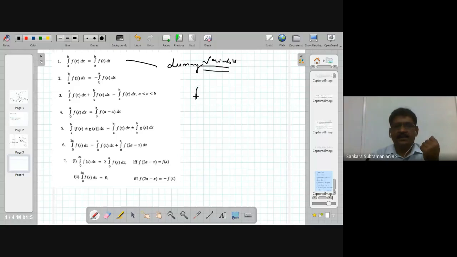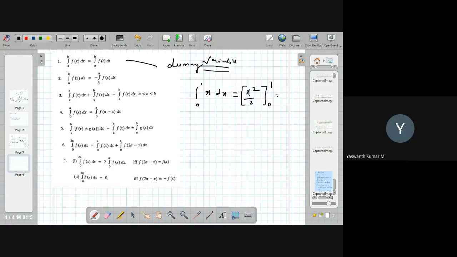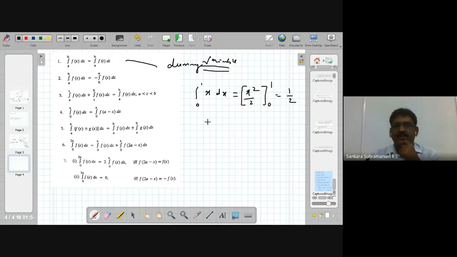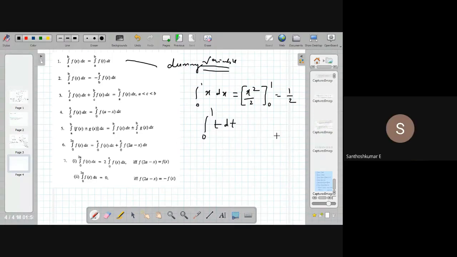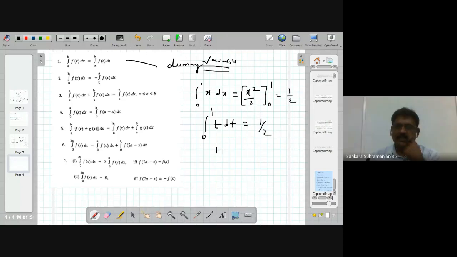உதாரணத்துக்கு integral 0 to 1 x dx எடுத்துக்கு செய்யலாம். கண்டுபிடிக்கணும். What is the value? x square by 2 taken over the limits 0 to 1, by 2, which is 1 by 2. இப்போ integral 0 to 1 t dt க்கு என்ன வரும்? அதுதான் சார் 1 by 2 தான். அதேதான் வரும். integral 0 to 1 l dl என்ன வரும்? 1 by 2. So we call it as a dummy property, dummy variable property.